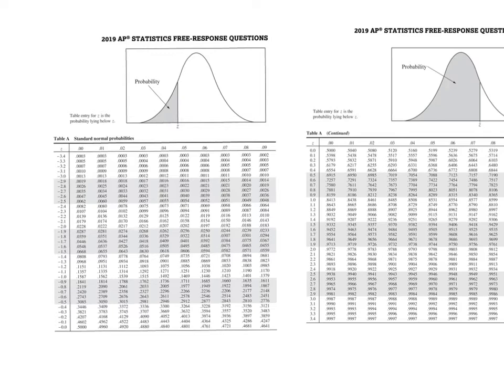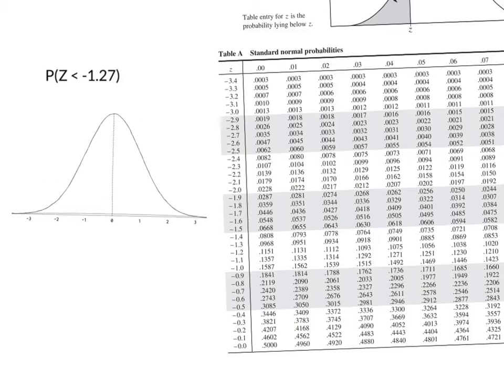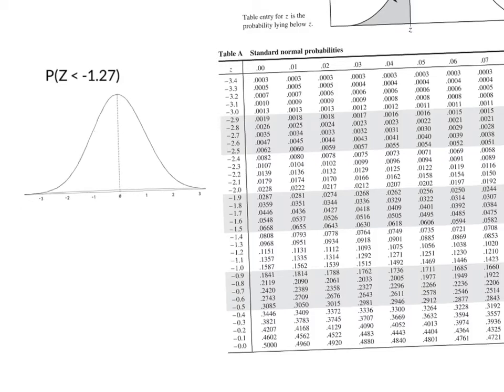And when we read the table, we read the ones digit and the tenths digit together. And then the hundredths are going to be added on at the top up here. So let's go ahead and practice some of these, okay? So let's try to find the percentage of values that fall less than negative 1.27 on the standard normal curve. And what we're going to do here is draw a normal curve and label it with that z-score. So negative 1.27 is somewhere over here.